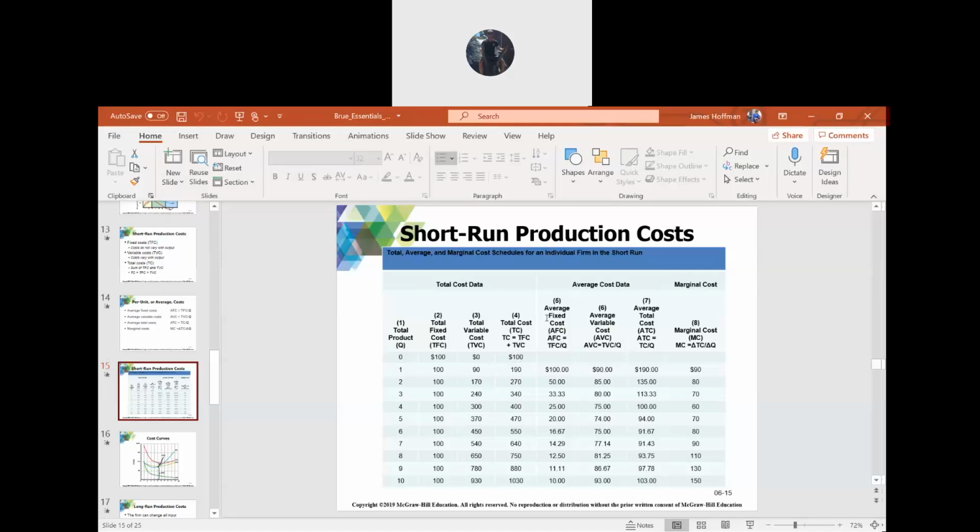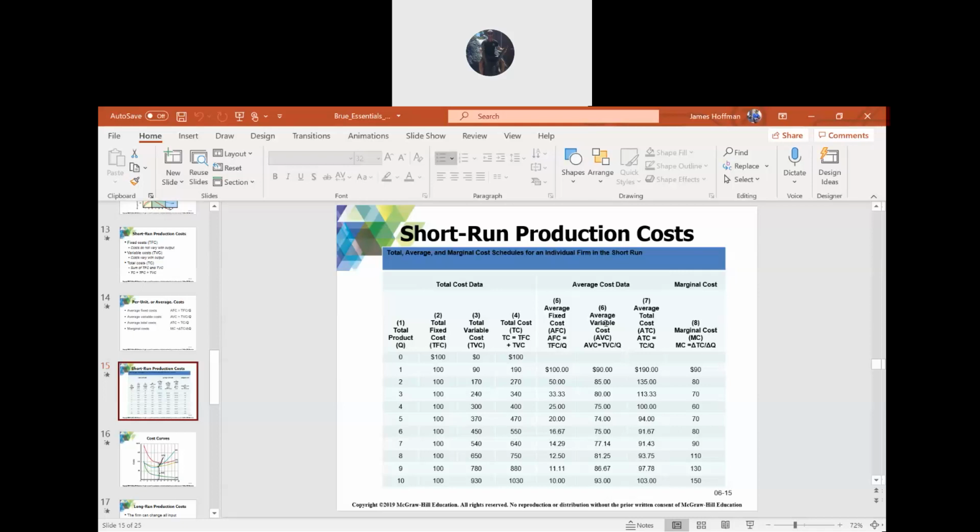All right, then column 5, average fixed costs. All you got to do is take the fixed cost and divide it by the level of product you're producing. So average fixed cost, take the fixed cost, divide by that. So 100 divided by 1 is 100. 100 divided by 2, when you produce 2 units, is 50. So this is just total fixed cost divided by total product Q.